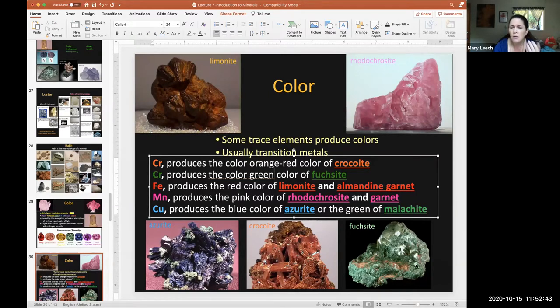This is a mica mineral too. So you can have green micas if you've got chromium in them. Iron gives the red color of limonite or of some garnets. Manganese gives the pink color to the rhodochrosite and a pinkish color to garnets too. Copper produces a blue color in azurite or the green color of malachite. I don't have a picture of malachite up here.